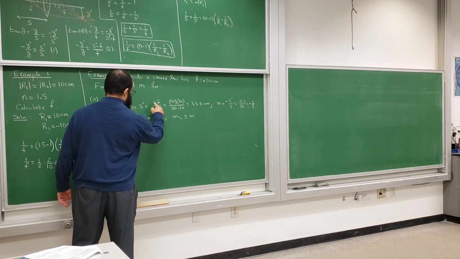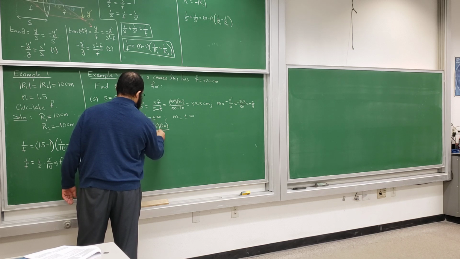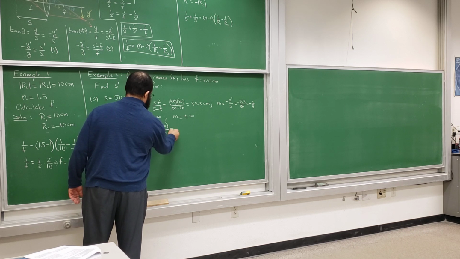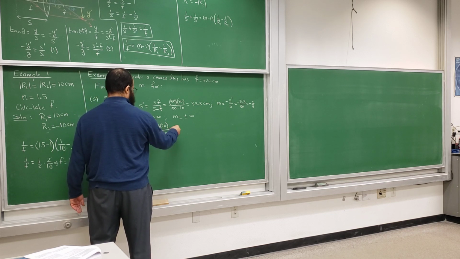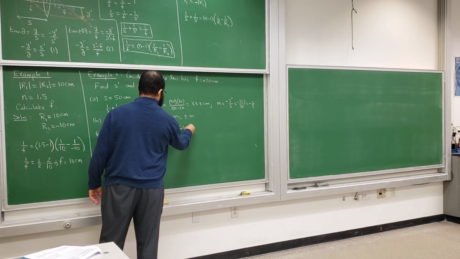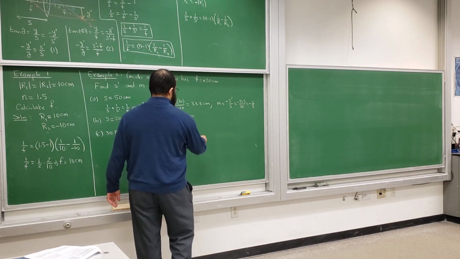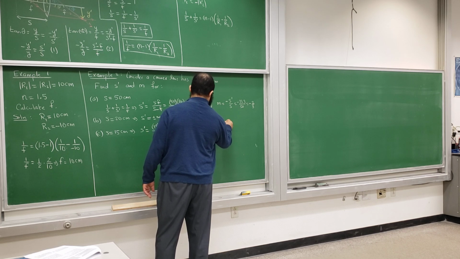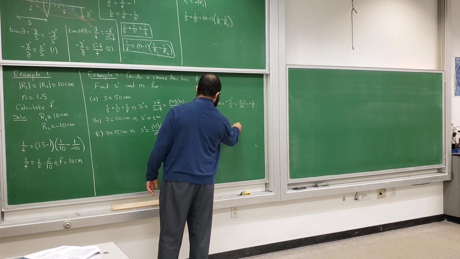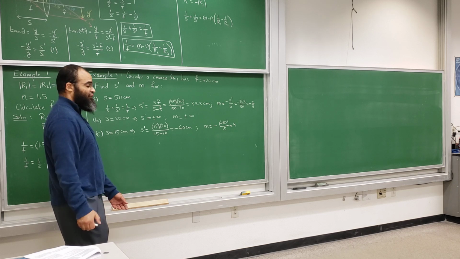So S prime will be SF over S minus F, so 15 times 20 over 15 minus 20. 15 minus 20 is minus 5. 20 over 5 is 4, times 15 is 60, so minus 60. Is that true? Yeah, minus 60 centimeters. And what would the magnification be? Magnification would be minus S prime over S, minus of minus 60 over 15, and that's equal to 4. So the magnification will be positive 4.